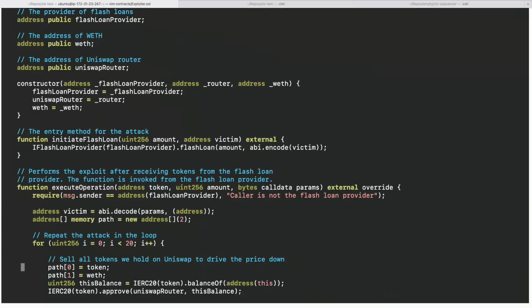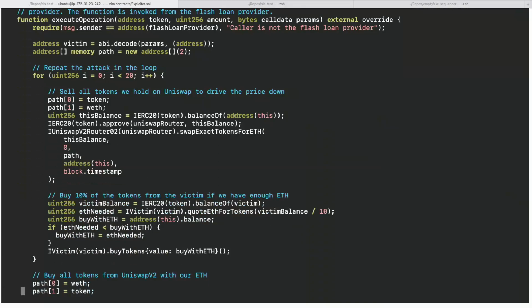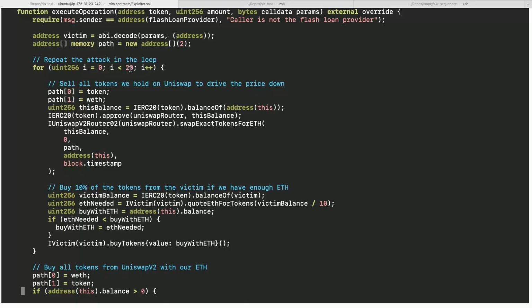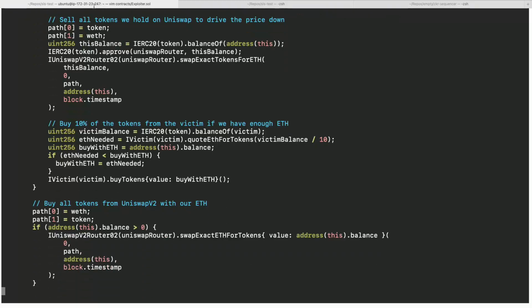And inside of execute operation, I do in a loop for good measure 20 times exactly what I've just described. So I'm going to sell all the tokens on Uniswap. So here you can see that I'm reading my own balance for this particular smart contract. Then I'm going to approve these tokens to the Uniswap router. And then I'm going to tell the Uniswap router, hey, please swap all these tokens that I have, this balance, for all the ETH that you're willing to give me, right? So I sell all of them.